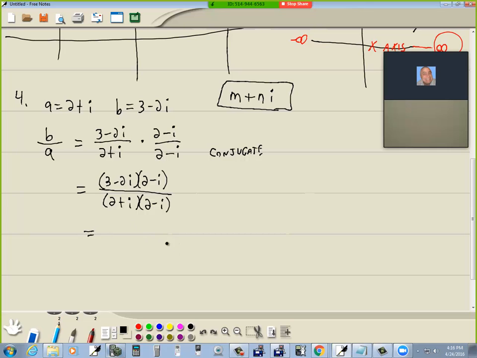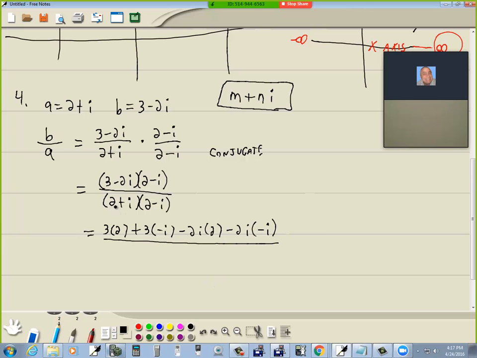Now this is foiling, multiplying binomials together. So we'll take 3 times 2 on top. Then we'll take 3 times negative i. This is the first, this is the outer. Inner, we'll take negative 2i times 2. And then last, we have negative 2i times negative i.